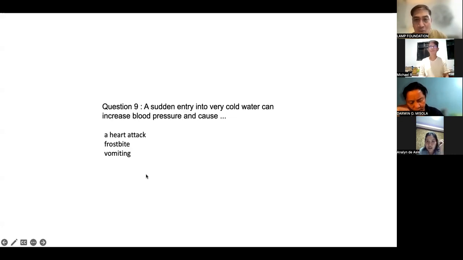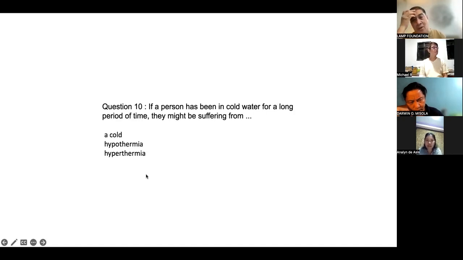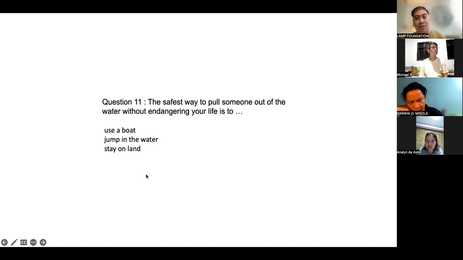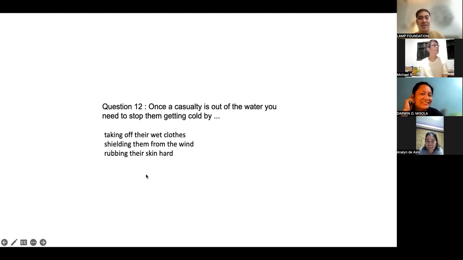A sudden entry into very cold water can increase blood pressure and cause a heart attack. Kaya yung mga magsha-shower sa madaling araw, kailangan warm. If a person has been in cold water for a long period of time, they might be suffering from hypothermia. The safest way to pull someone out of the water without endangering your life is to stay on land. Once a casualty is out of the water, you need to stop them getting cold by shielding them from the wind.